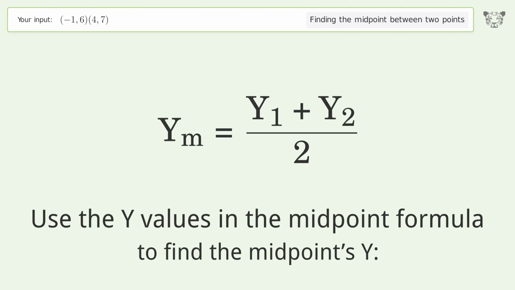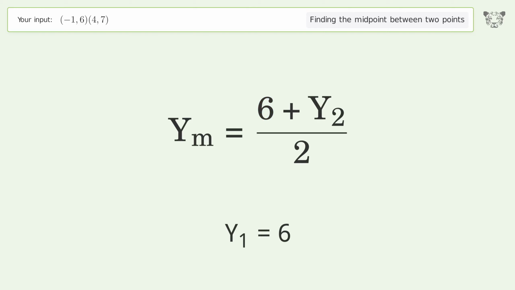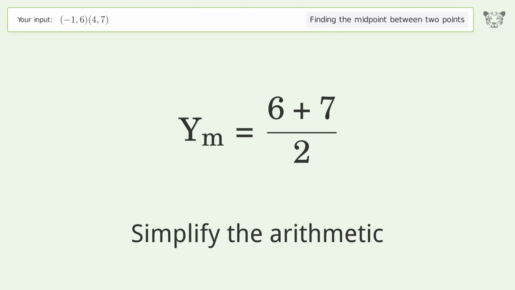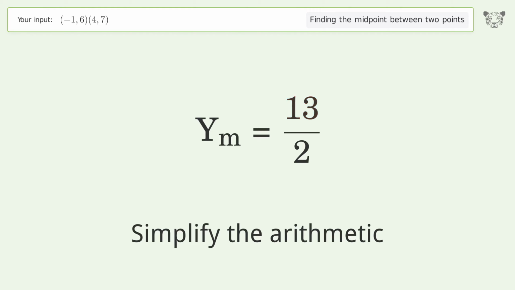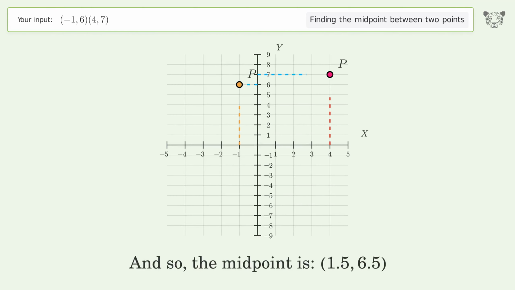Use the y values in the midpoint formula to find the midpoint's y. y1 equals 6. y2 equals 7. Simplify the arithmetic. And so, the midpoint is 1.5, 6.5.